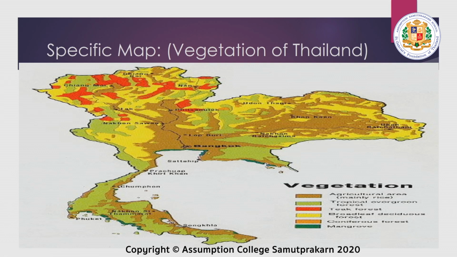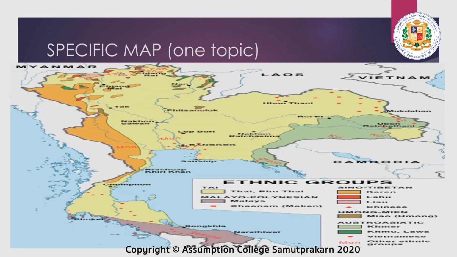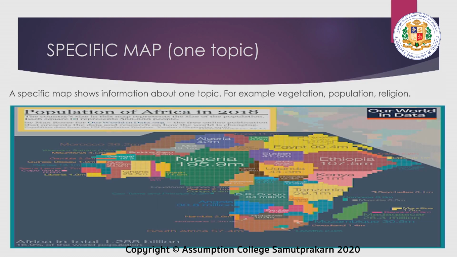This is a specific map showing information about one topic only. The topic is vegetation. This one, a specific map, only one topic. The topic is ethnicity. This is also a specific map that shows one topic, and the topic is population. Remember, a specific map shows only one topic of information.